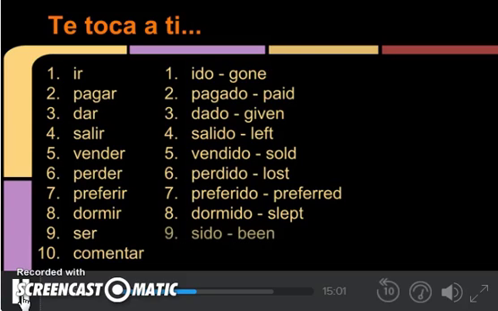Ser is also regular. Just chop off that ER. You're going to get sido, and that's going to be been. I have been. And then comentar is comentado, se dice commented. So there's an example of 10 just regular verbs. And again, those normal suspects like ser, ir, dar, that usually in a lot of tenses or a lot of verb formations, we have to kind of go, wait a minute, that's got to be irregular. Actually, no, they're regular, okay?